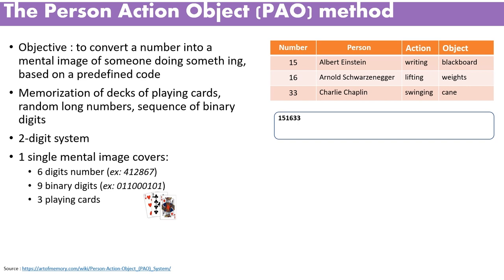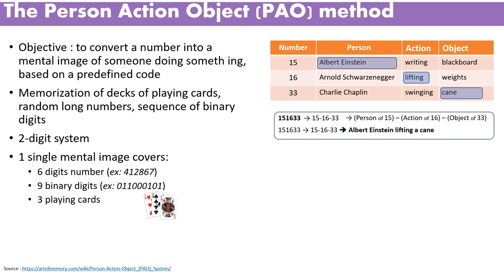Now, imagine you want to remember the number 151,633. First step, breaking it into two-digit numbers: 15, 16, 33. Then, taking the person of 15, the action of 16, and the object of 33. And finally, you just read the sentence. The number translates into Albert Einstein lifting a cane.